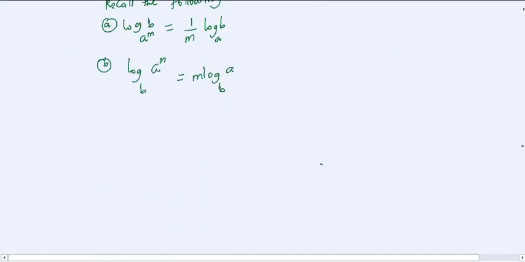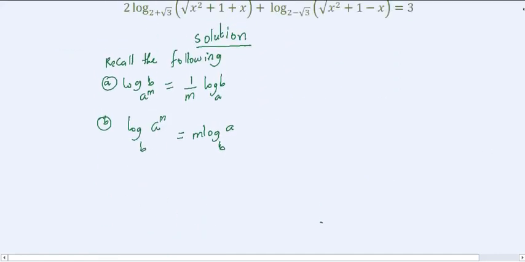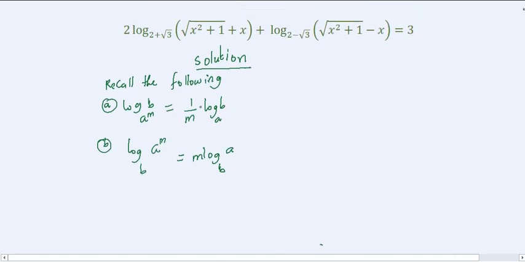I have written the law we are going to be using here. In this case, I said that record the following: when you have log b base a raised to the power of m, that is equal to 1 over m log b base a. At the same time, when you have log a raised to the power m base b, it is also the same as m log a base b, as you can see on the screen. I'll call this equation 1.